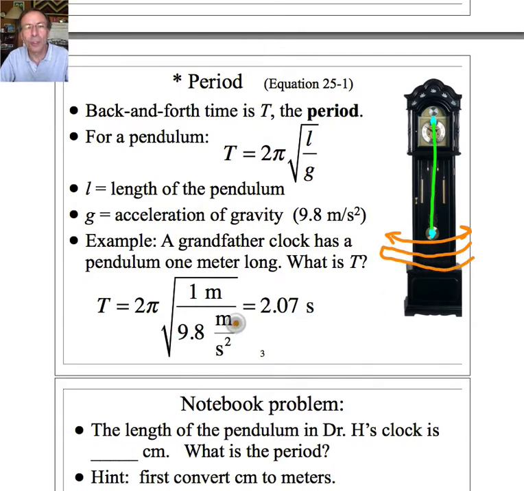That's one full period. And so here's the math. So you have 2 pi times the square root. The length is 1 meter. You're dividing by 9.8. I should have put 9.81, but anyhow. And you get an answer, 2.07 seconds.